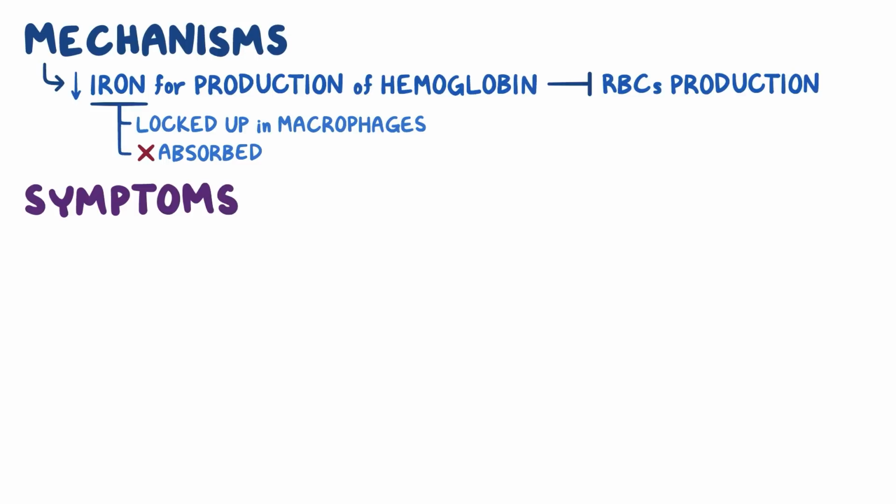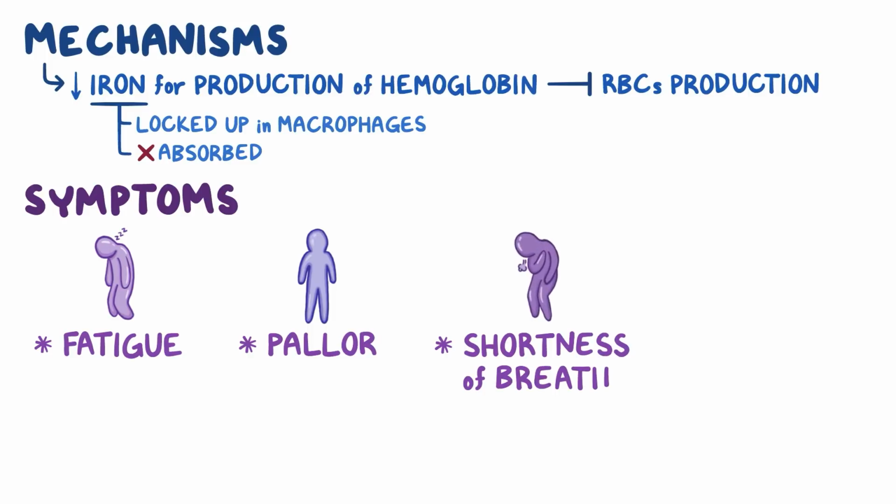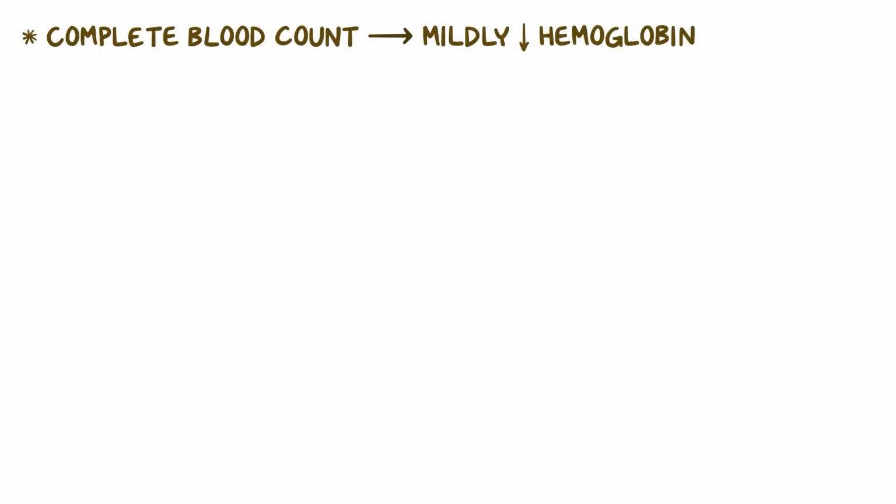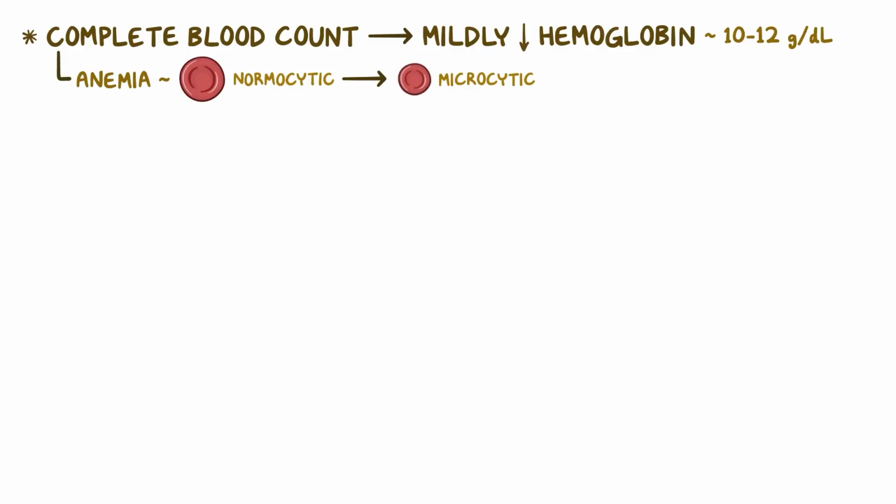Symptoms of anemia of chronic disease are usually mild, including fatigue, pallor, and shortness of breath, and the latter is usually associated with physical activity, like walking up 3 flights of stairs. Anemia of chronic disease is usually discovered incidentally during the workup for a chronic disease process. A complete blood count usually shows mildly decreased hemoglobin, usually between 10 and 12 grams per deciliter. Initially, the anemia is normocytic, which means that RBCs have a normal size, but eventually it can become microcytic, meaning RBCs get smaller.